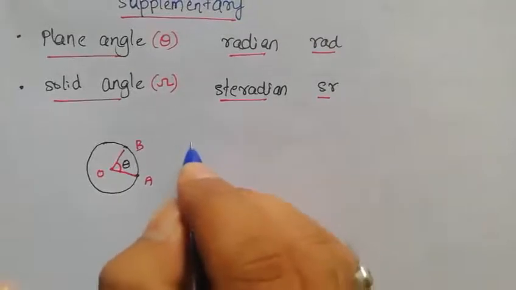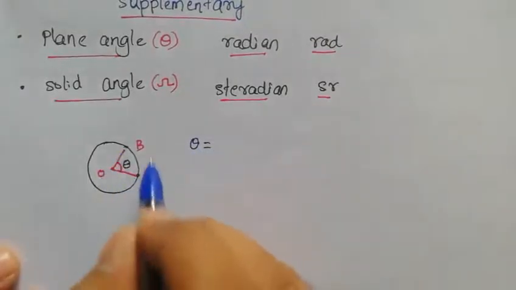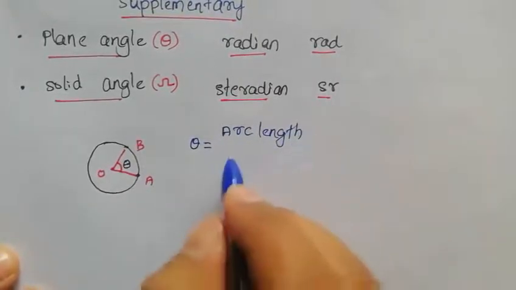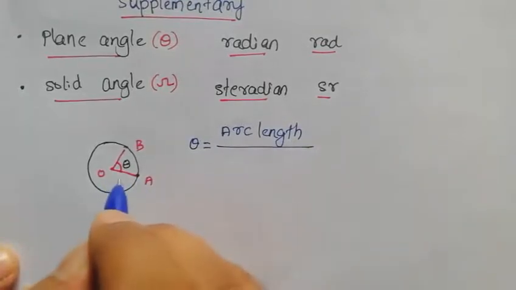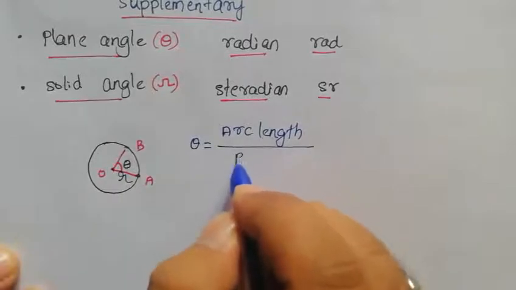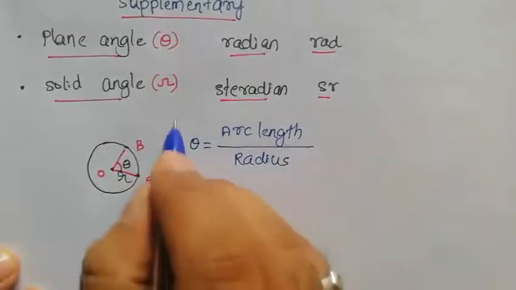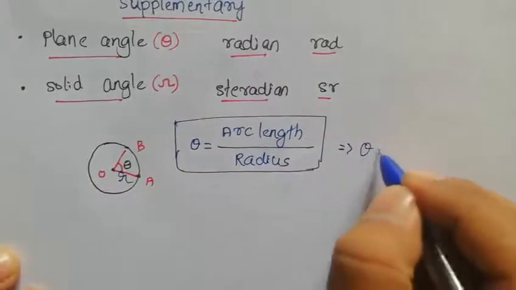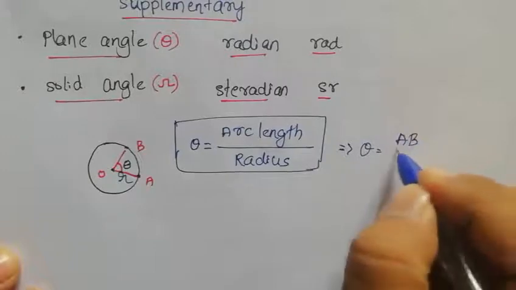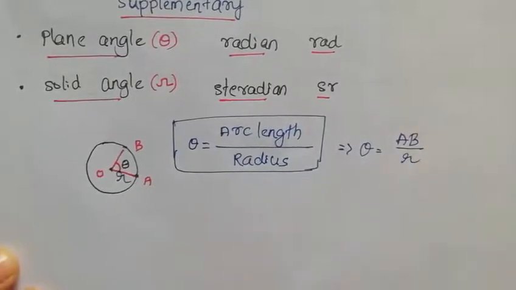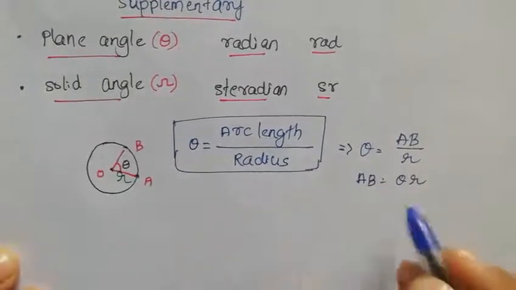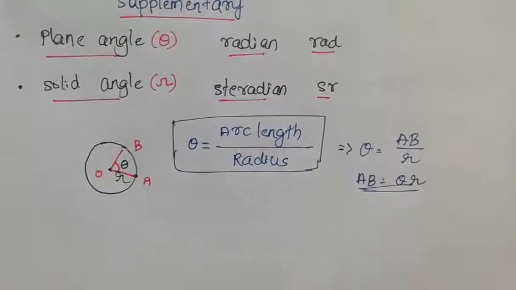Theta is equal to the distance A to B, which we call the arc length, divided by the radius R from O to A. Angle theta is the arc length by the radius. For the given figure, theta equals AB, the arc length, divided by the radius R. If we want to know the arc length, then the arc length becomes theta into R. This is the conversion.